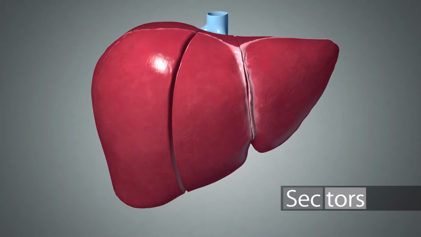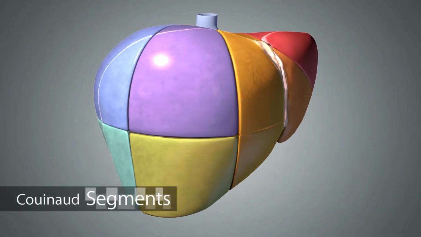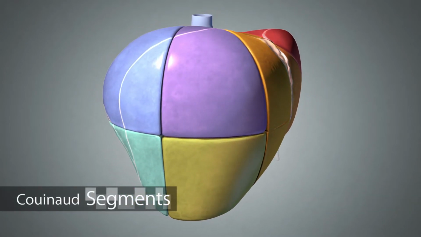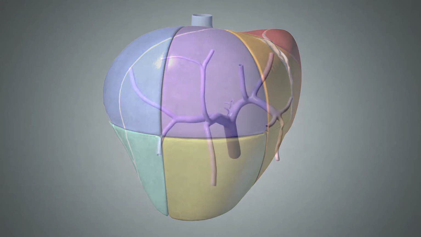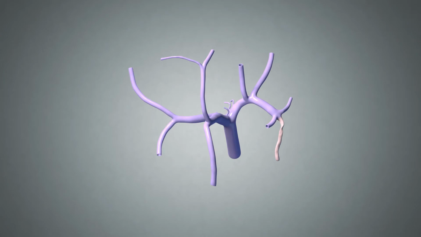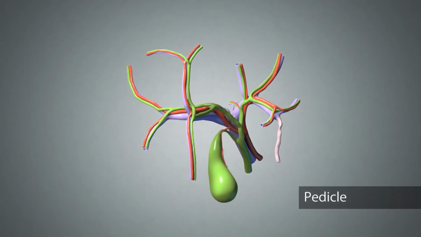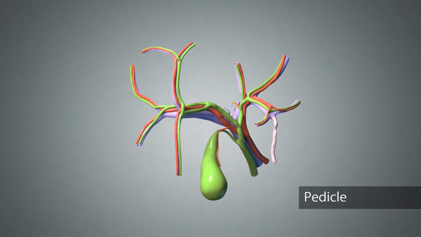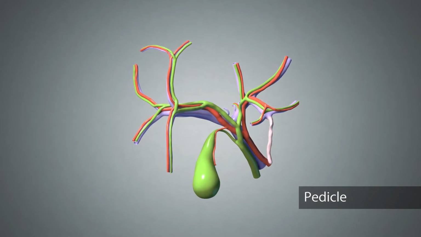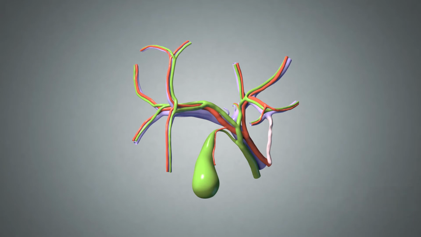In addition to sectors, the liver is further divided into 8 segments of Couinaud. The segmental anatomy of the liver is dictated by the portal venous inflow. Each of the branches of the portal vein is accompanied by an artery and a bile duct, and thus each one is referred to as a pedicle. Of note, in the porta hepatis, there can be substantial variation in these structures as well, and careful attention to preoperative imaging is paramount prior to an operation.